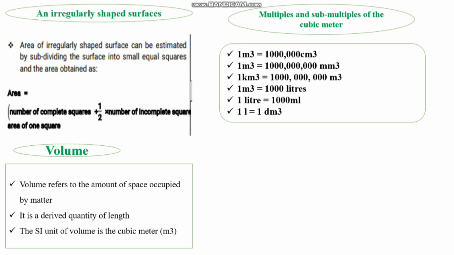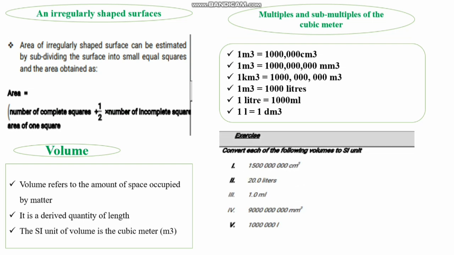So we have 100 centimeters making 1 meter. If we cube both sides, we get that 1,000,000 cubic centimeters equals 1 cubic meter. The same applies to other subunits. Also, we have liters. So 1,000 liters is equal to 1 cubic meter. So a box of 1 cubic meter can accommodate 1,000 liters.